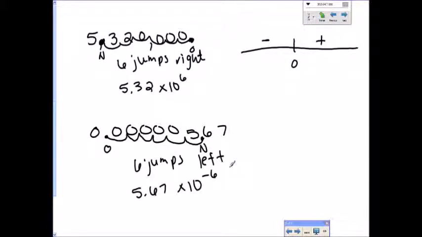Okay. Now we also need to be able to do it the opposite way. Like if I give you scientific notation, you need to be able to give me the original number.